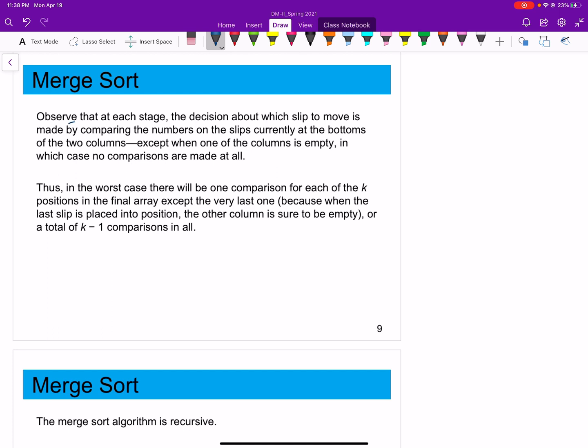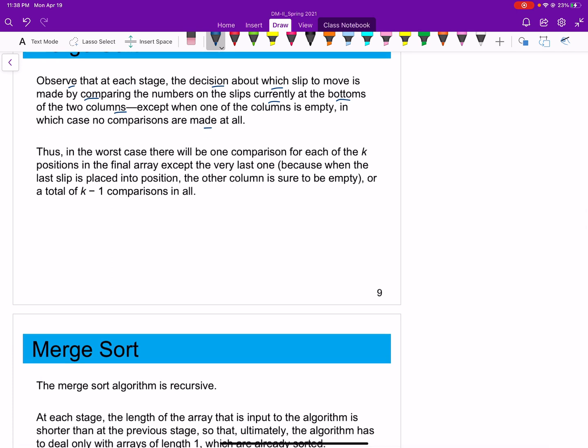Observe that at each stage, the decision about which slip is moved is made by comparing the numbers on the slips currently at the bottoms of the 2 columns, except when one of the columns is empty, in which case no comparisons are made at all, right? So that's why we have k minus 1 comparisons. Thus, in the worst case, there will be one comparison for each of the k positions in the final array except the very last one, for a total of k minus 1 comparisons in all.